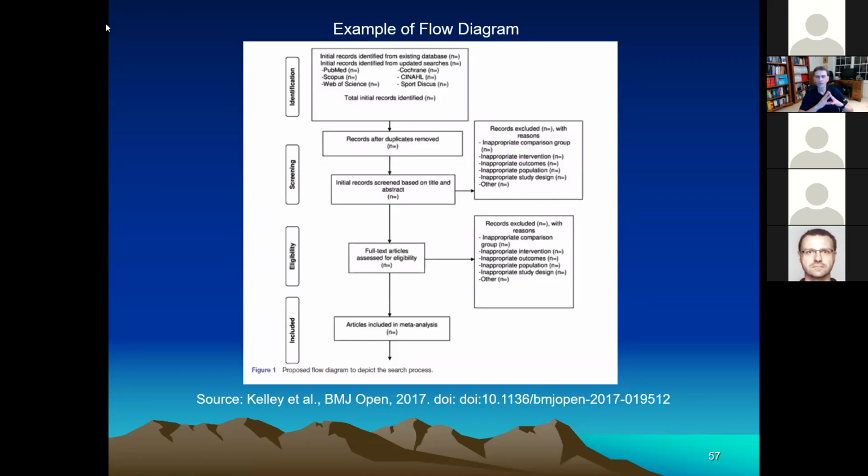And when we remove the duplicates, we remove them both electronically and manually.